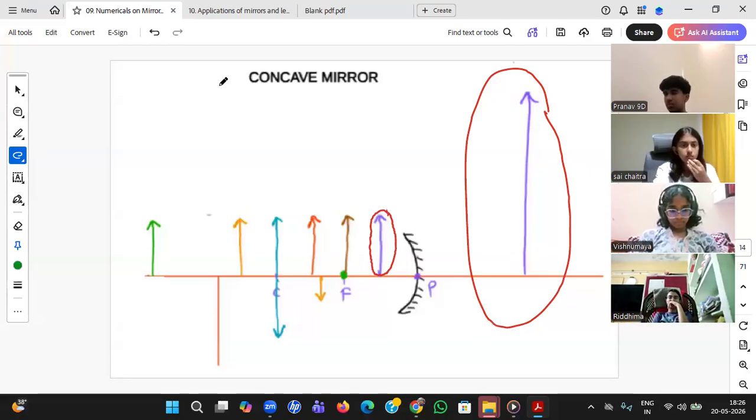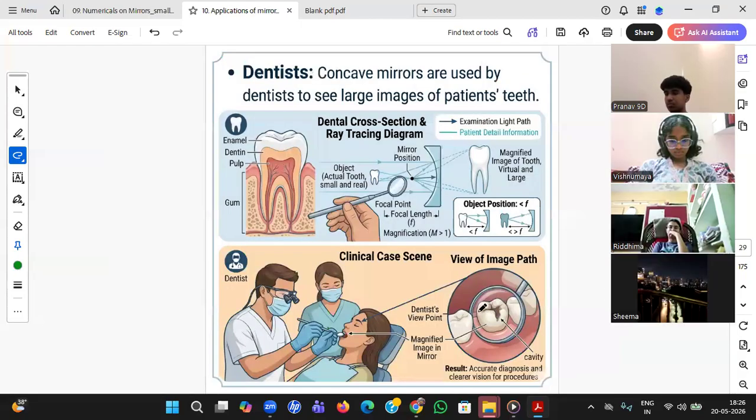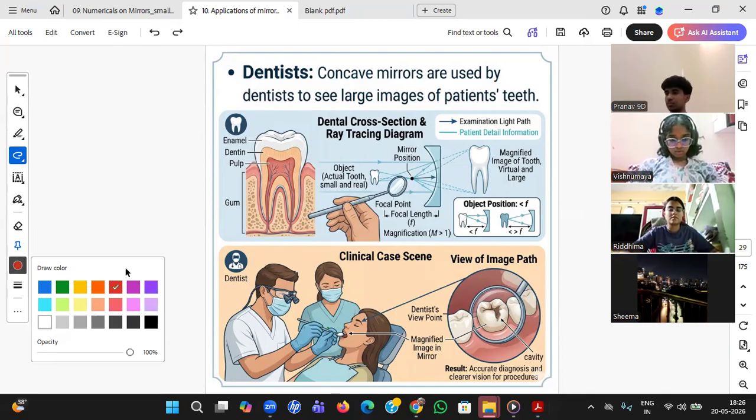Very good. Okay, so student, obviously the nerves inside these teeth are very, very sensitive. He should not get confused by cutting another nerve. So obviously this particular mirror, whatever he is using, definitely that's a concave mirror. Case number 6.